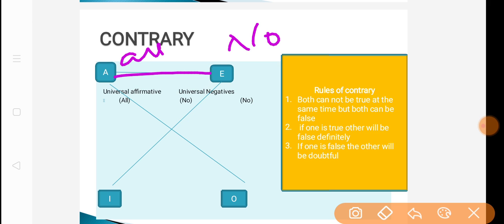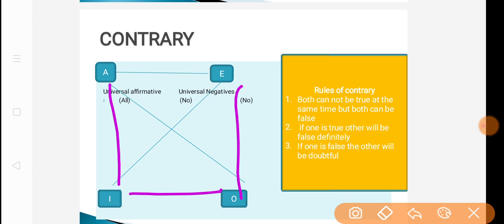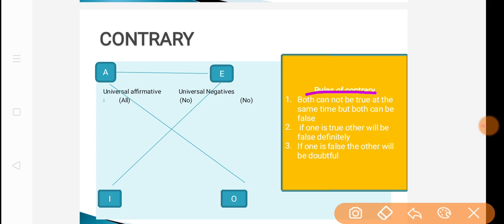So it shows the relation between A and E. If we draw the square box here also, then these become the top corners. In other words, the contrary statement shows the relation between the upper corners of the square box. Then we are moving toward the rules of contrary.